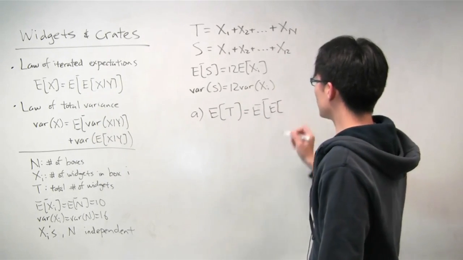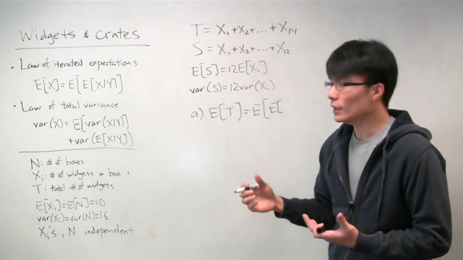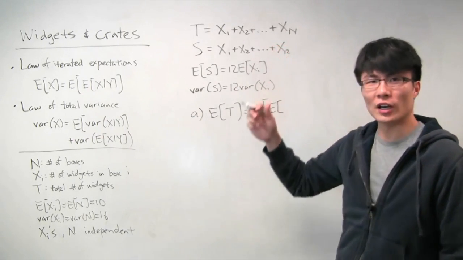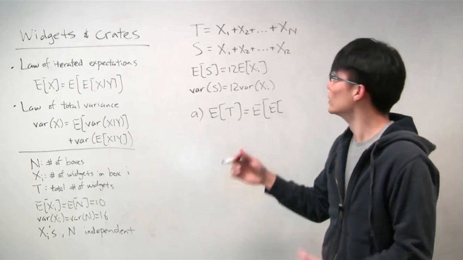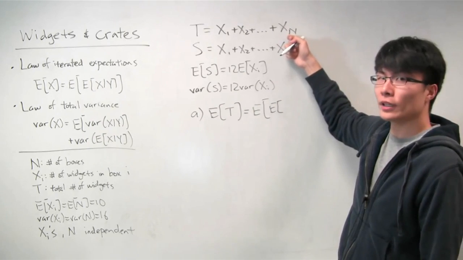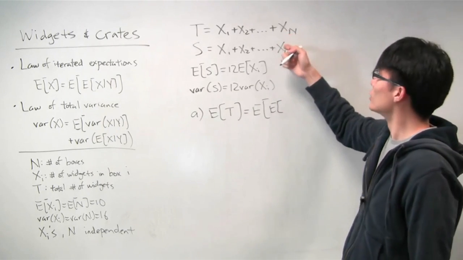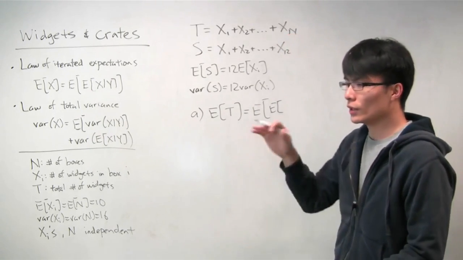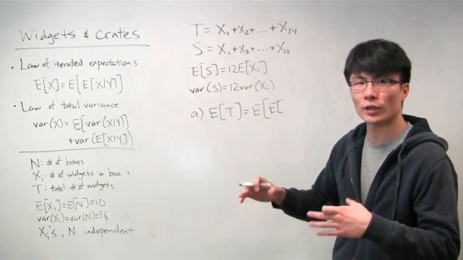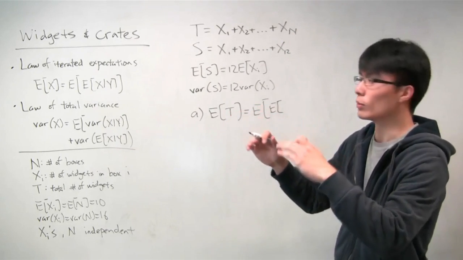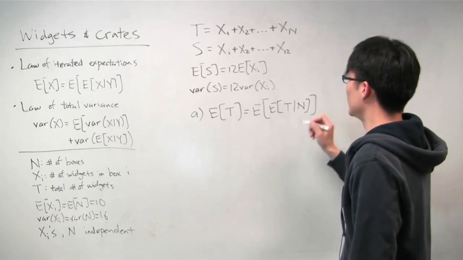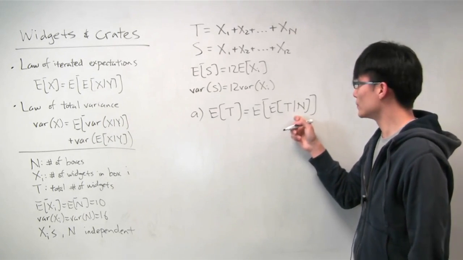In order to build things up, it would be helpful if we condition on something that is useful. And in this case, it's fairly clear that it would be helpful to condition on N, the number of boxes. If we knew how many boxes there were, then we can drop down to the level of widgets within each box. And then once we have that, we can build up and average over the total number of boxes. So what we should do is condition on N, the number of boxes.